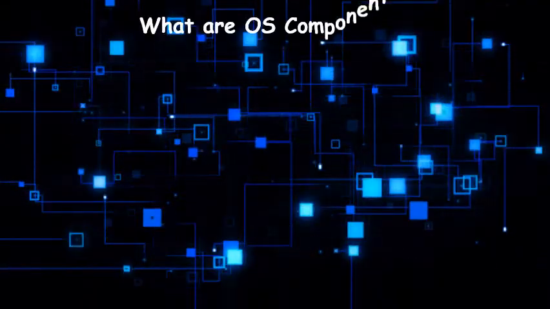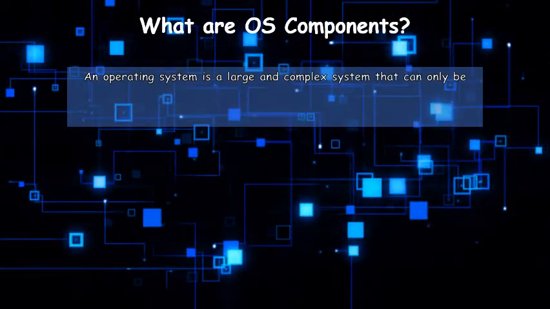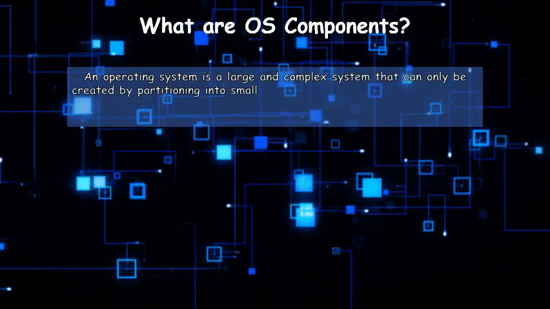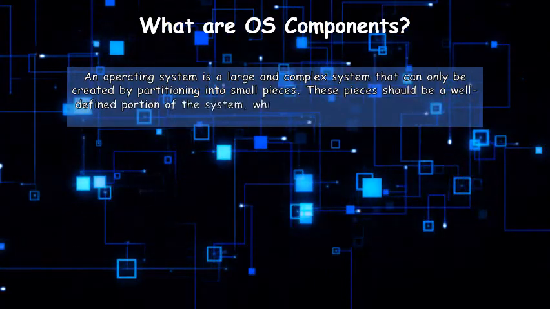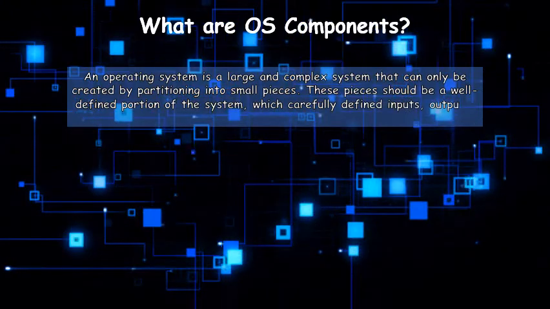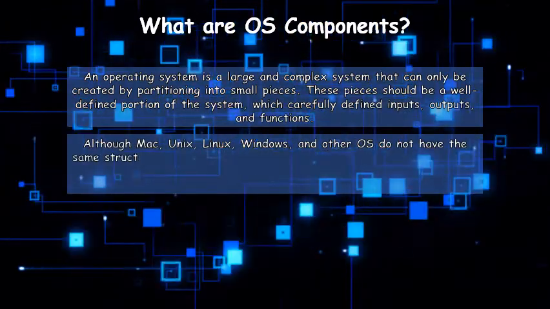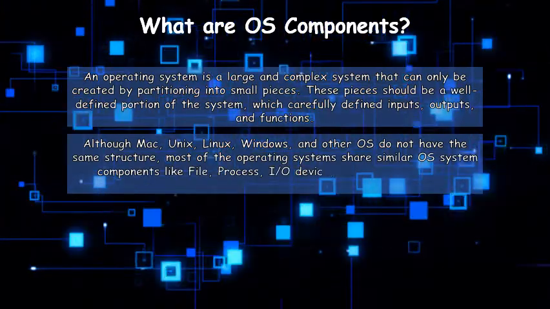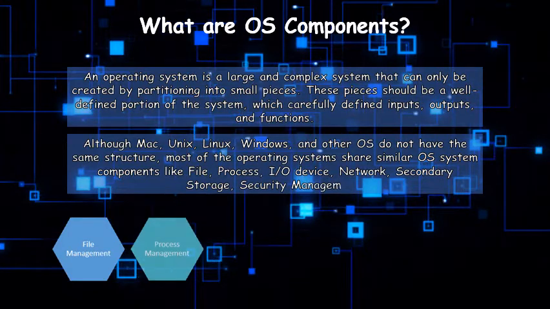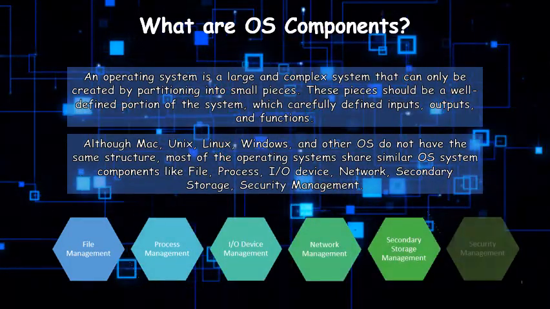What are OS components? An operating system is a large and complex system that can only be created by partitioning it into small pieces. These pieces should be a well-defined portion of the system, with carefully defined inputs, outputs, and functions. Although Mac, Unix, Linux, Windows, and other operating systems do not have the same structure, most of them share similar OS system components like file, process, I/O device, network, secondary storage, and security management.